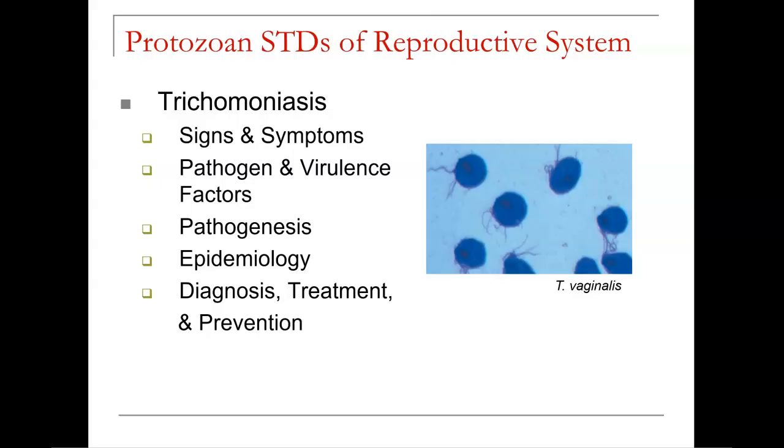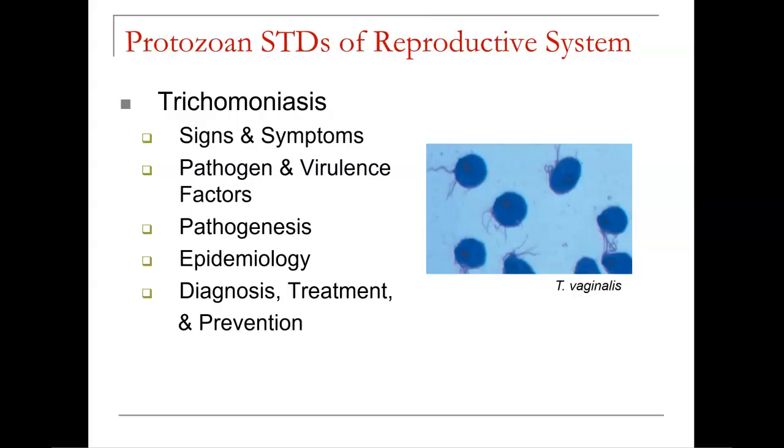Pathogenesis is transmission primarily through sexual intercourse because protozoa do not produce cysts and can't survive long in relatively high oxygen concentration areas or dry atmospheres outside of the body. Epidemiology, transmission primarily through sexual intercourse. It's the most common curable STD in women. Trichomoniasis increases the risk of infection by HIV, though, and we have about 170 million cases worldwide, with 7.5 million cases in the United States.